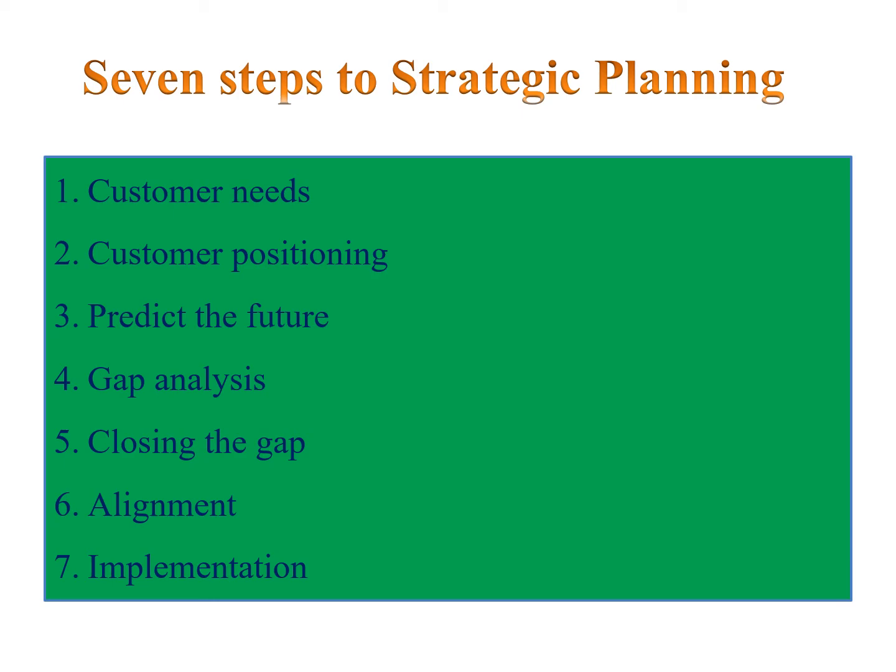Students will look into 7 steps to strategic planning. So, what are these 7 steps to strategic planning? They are customer needs, customer positioning, predict the future, gap analysis, closing the gap, alignment, and implementation. So, what is this customer needs?